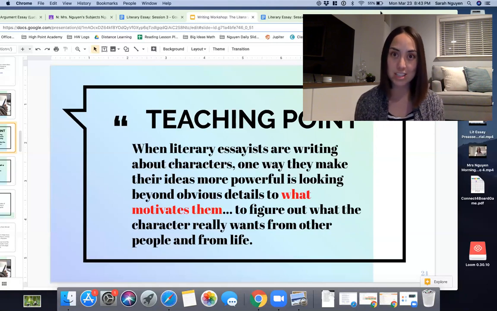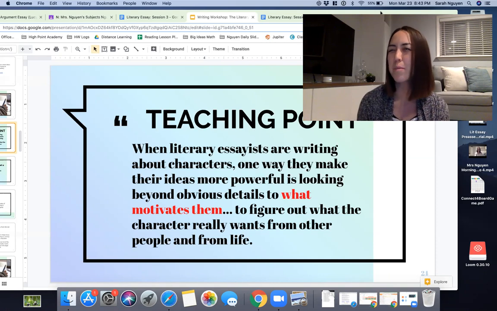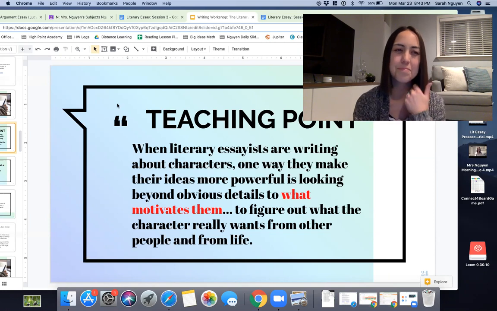behind those car purchases. So in the same way, when we see a character doing something in a book, we can't just take it at face value. Like, oh yeah, she likes sporty cars. There's probably more to it than that. So that's what we're going to be investigating today.